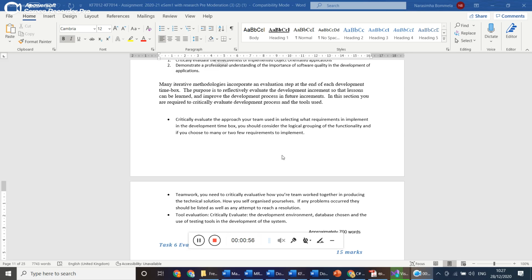If you take the first task, it is asking you to explain your approach towards selecting the requirements. When we develop an application, we will be identifying requirements. Usually when we are starting a web application or something like that, we speak about functional requirements and non-functional requirements of the application.